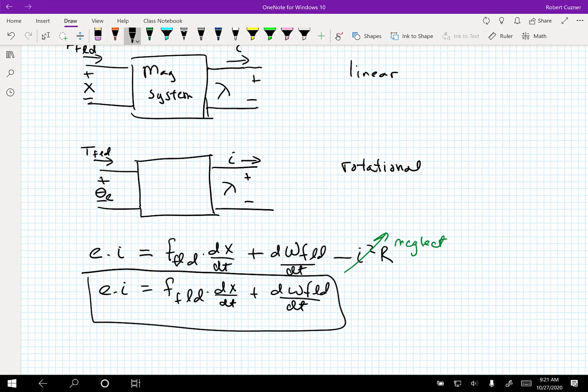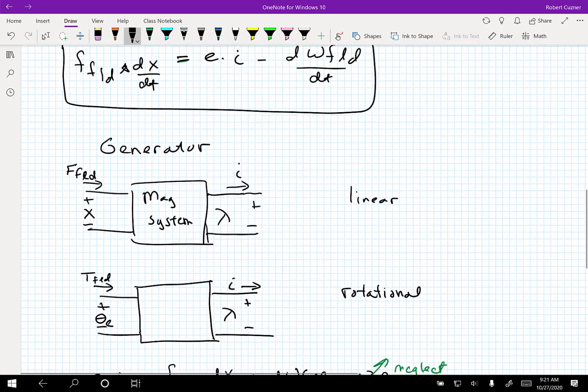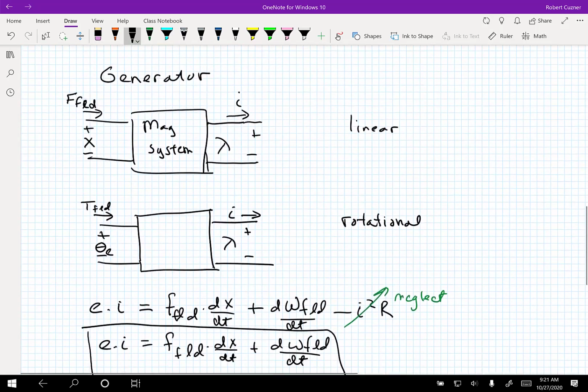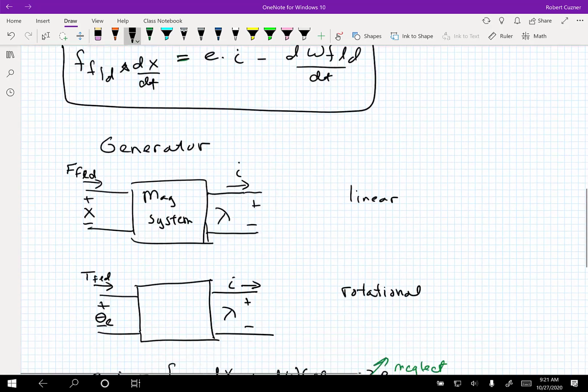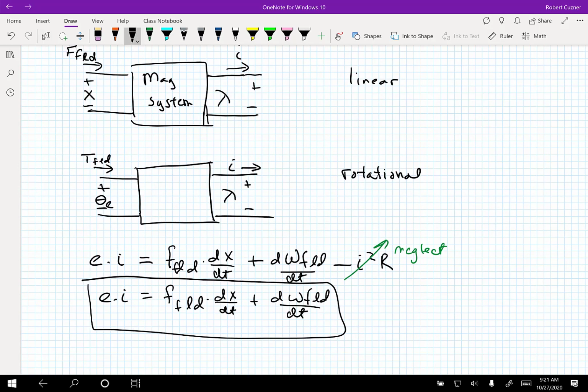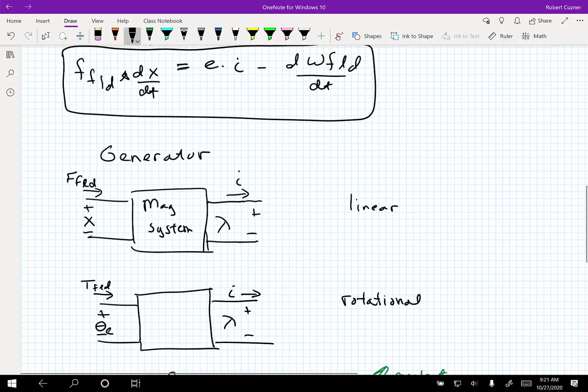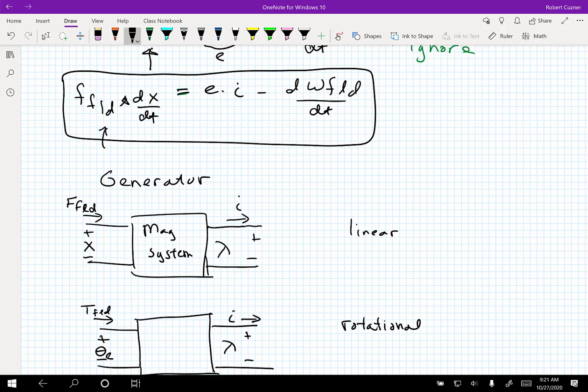The only difference between these two equations is the sign here. Well, and the fact that we need to pay attention to what's on the left hand versus the right hand. We're getting an electrical output with the generator, and here we're getting a mechanical output with the motor.